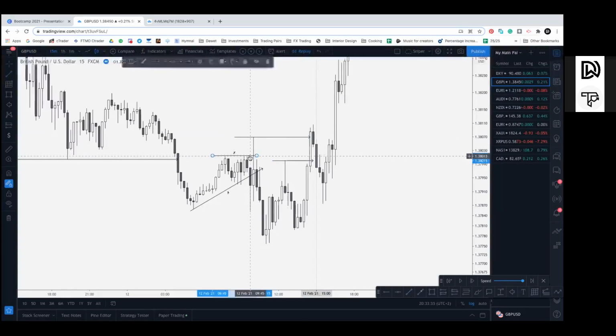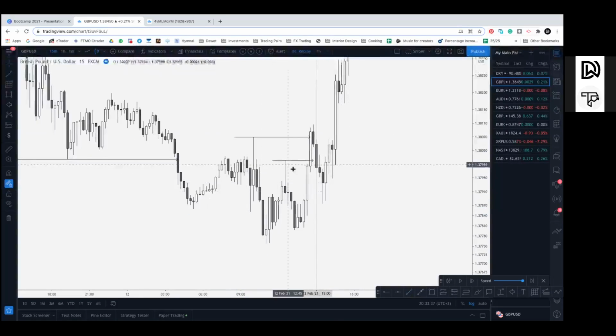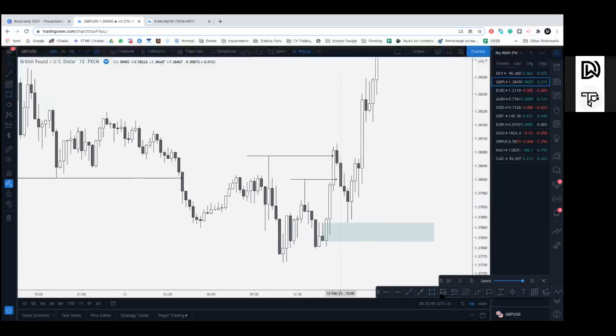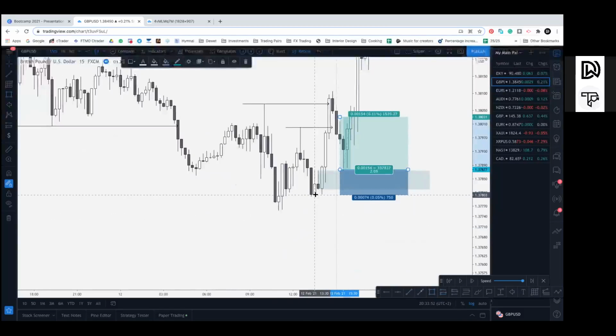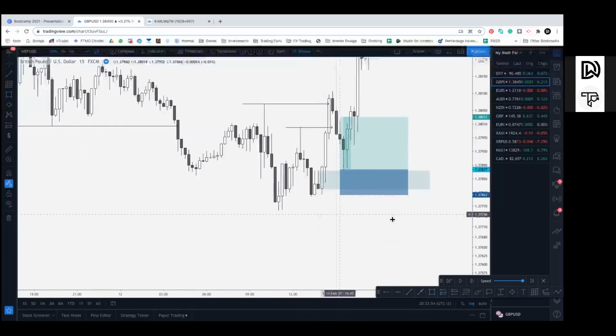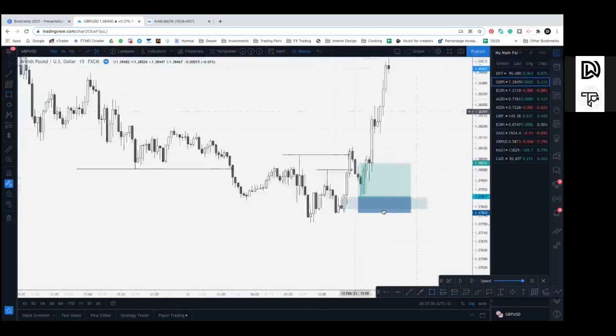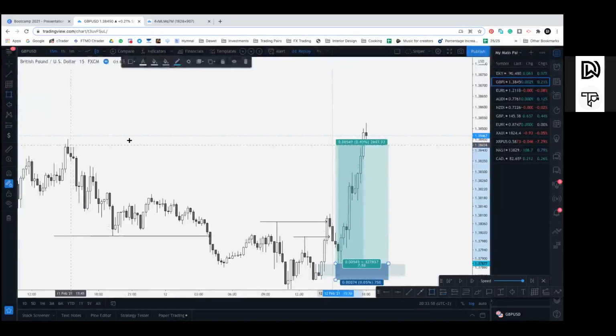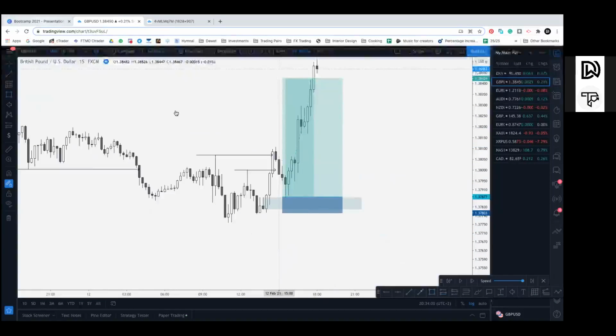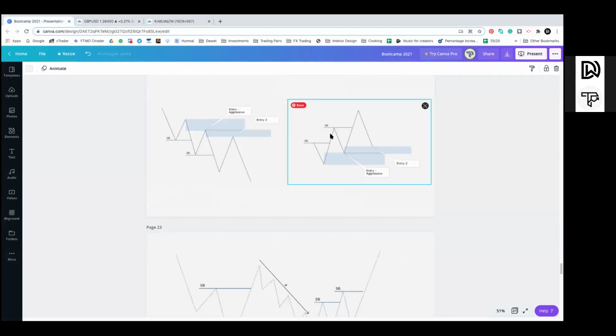So multiple breaks of structure. So we have this big push towards the upside, breaking structure. Then we have our order block there as well. And then you have your entry there, like this. Maybe take that week into consideration. And this is that example that I showed you in this slide, where we have a structure break, a pullback, and that's an aggressive entry.